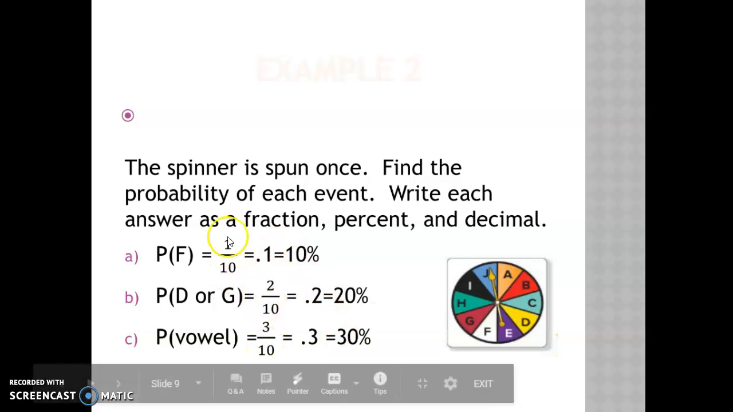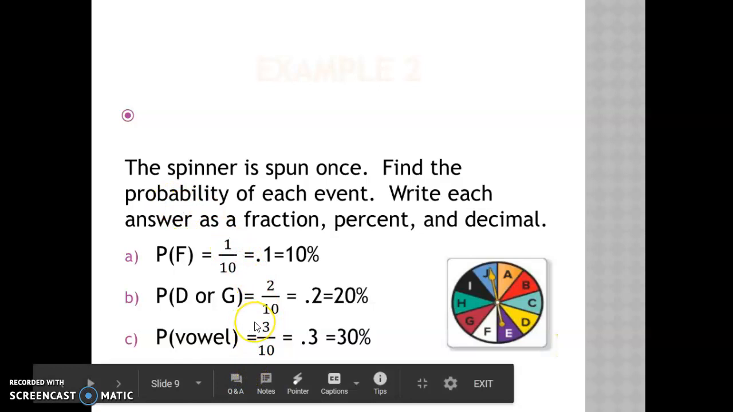So in these 3 examples, the one that would be more likely to occur would be the 3/10. You're more likely to get a vowel on any spin than you are to spin a D or G or an F, just because these are a lower chance of happening, right? This is a 30% chance, 3 out of 10, of occurring. This is only 20%, and this is 10%. The question doesn't ask us to compare those at all, but these are the 3 answers in fraction form as they occur in the spinner.